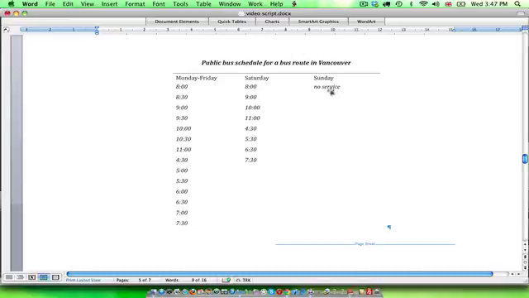Now the minute details is when we get very specific. So if we look between 8 and 11, we can see that this bus route, the bus comes every half hour. So that is a minute detail. Okay, the same thing occurs between 4:30 and 7:30. The bus comes every half an hour.